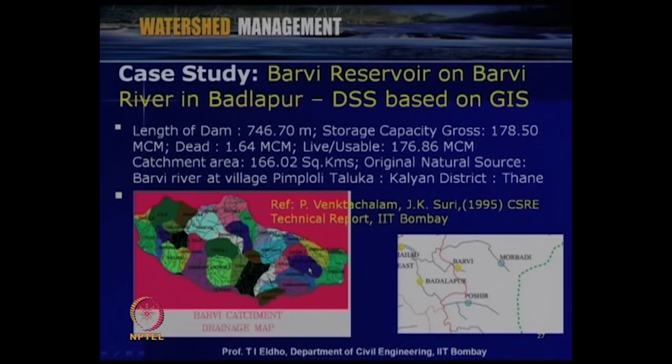Here the details of the drainage system are given. The length of the dam is 746.7 meters, the storage capacity is 178.5 million cubic meters, and the catchment area is about 166 square kilometers. The origin is from the Barvi River at village Pimpoli Taluka. Here this is the location.